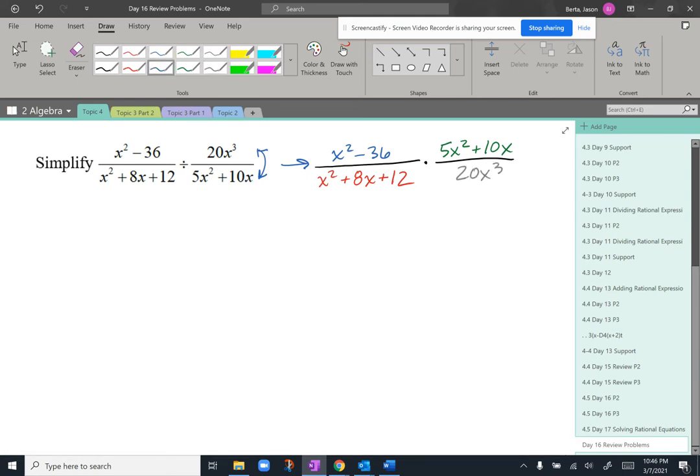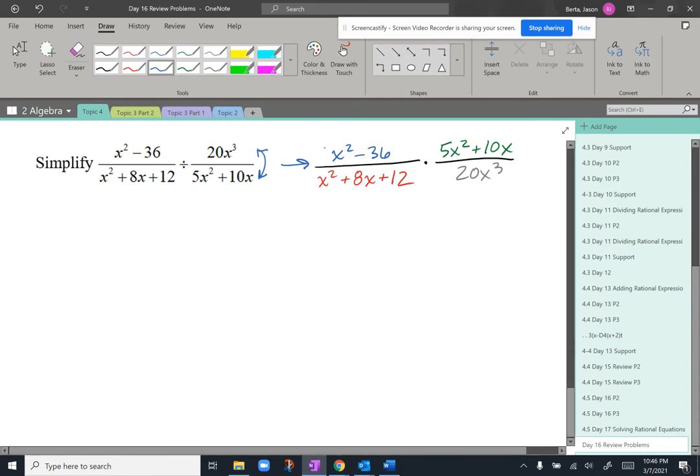So now, one by one, we want to try and factor as much as we can and cancel out some common factors if we can. So let's start with the blue term here, the x squared minus 36. That format looks familiar to me. I know that 36 is a perfect square of 6. So this is a difference of squares.